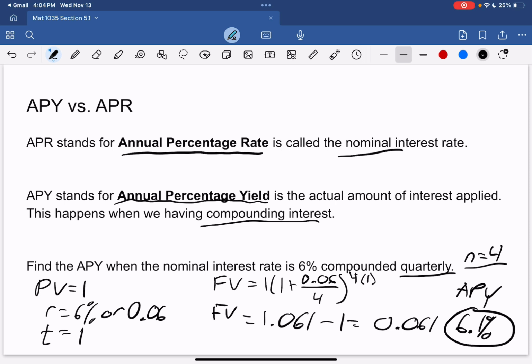Notice that the APY is higher than the APR. That's because they are calculating the interest more than once a year. If they only count it once a year, then the APR and APY will be the same. Okay? All right. So that is this section.